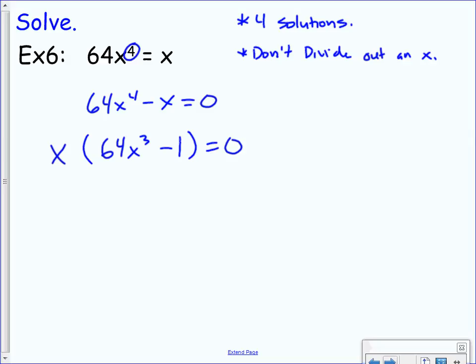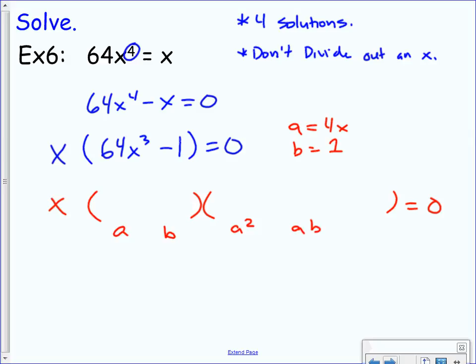Difference of cubes. In here, my A is going to be 4x. My B is going to be 1. And how do the signs go? Minus, plus, plus.